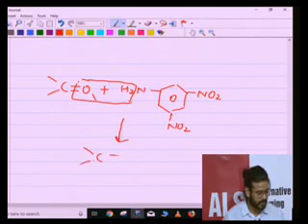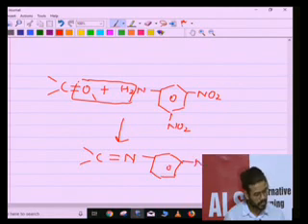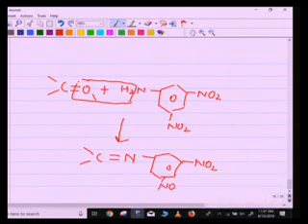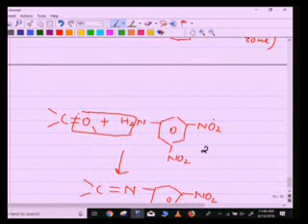It's C double bond N. The position of the bond is a bit wrong. NO2 and NO2. So the compound which was initially written here is 2,4-dinitrophenylhydrazine. It's 2,4-dinitrophenylhydrazine. Okay, just give me a second. Let me change the color of my pen. Yeah, so it's 2,4-dinitrophenylhydrazine.